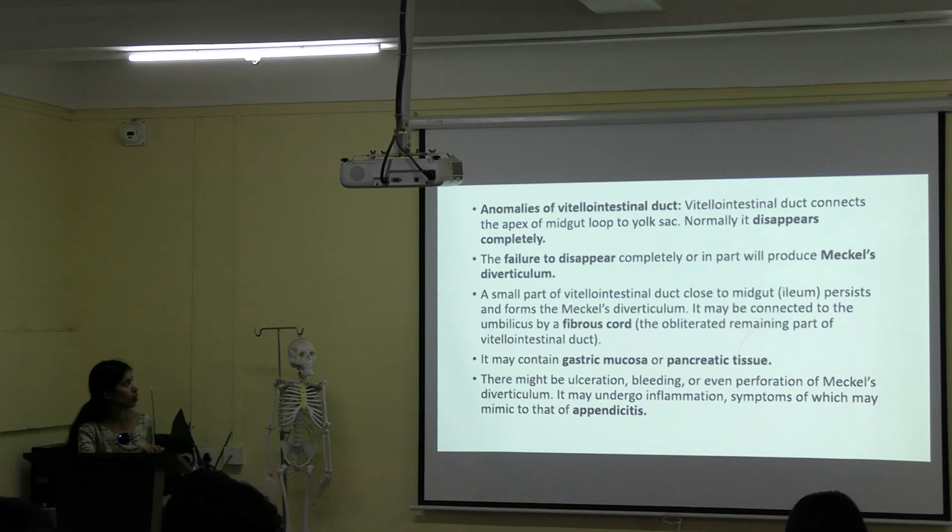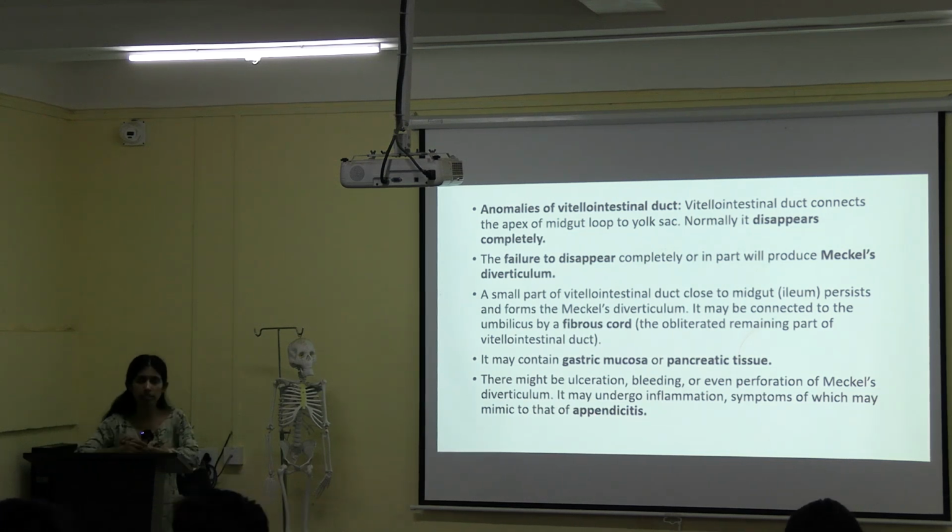A small part of the vitellointestinal duct close to the midgut persists and forms the Meckel's diverticulum. It may be connected to the umbilicus by a fibrous cord. It may contain gastric mucosa or pancreatic tissue. There might be ulceration, bleeding, or even perforation of the Meckel's diverticulum. It may undergo inflammation, the symptoms of which mimic appendicitis.